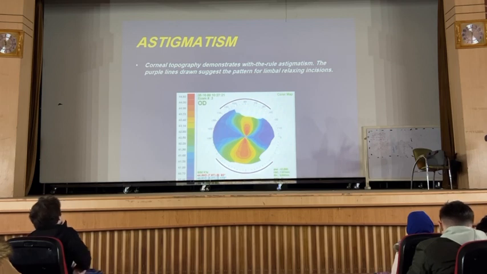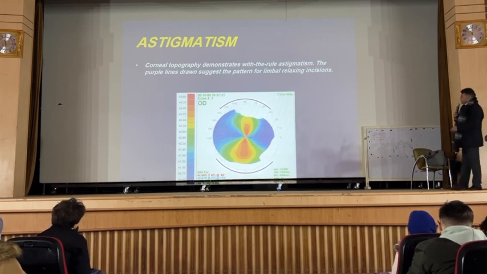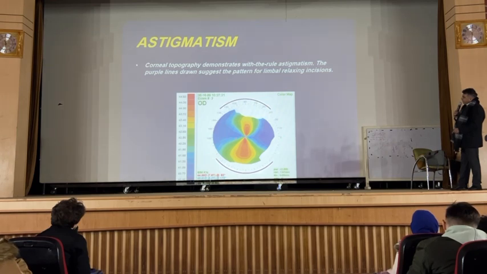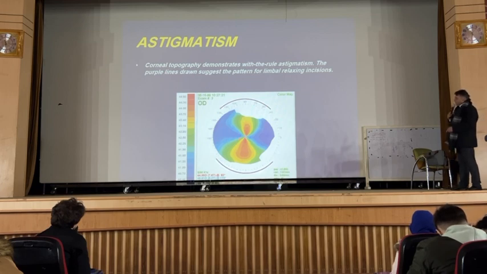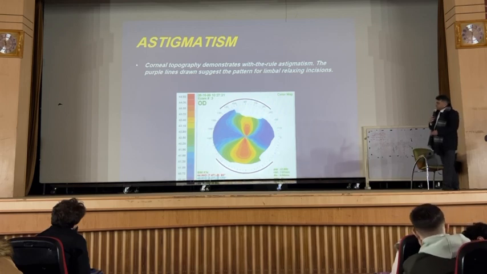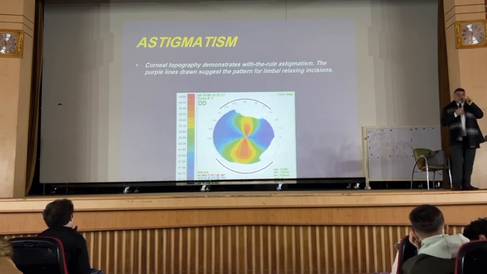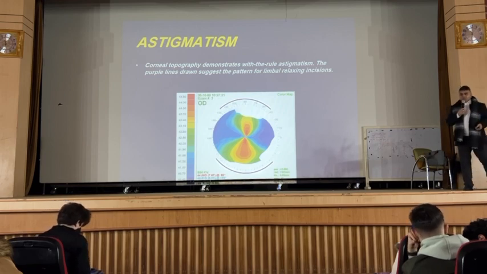Look at this picture. This is the topography of the cornea. Cold colors mean less curvature of the cornea. Hot colors mean more curvature of the cornea. In astigmatism, here is so many diopters, and here is so many diopters. The cornea is steep in the vertical, more steep, and flat in the horizontal. This is with the rule astigmatism.